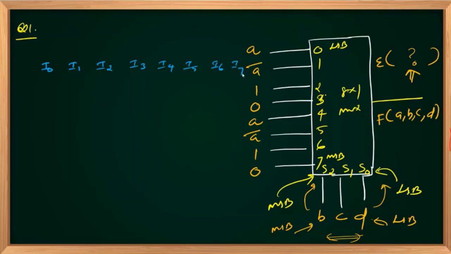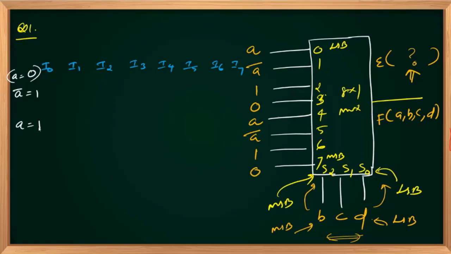8 inputs. Of course, the variable connected to the input side is A. So I should write A bar equal to 1 implies A equal to 0. Right? Third row, A equal to 1. Okay?